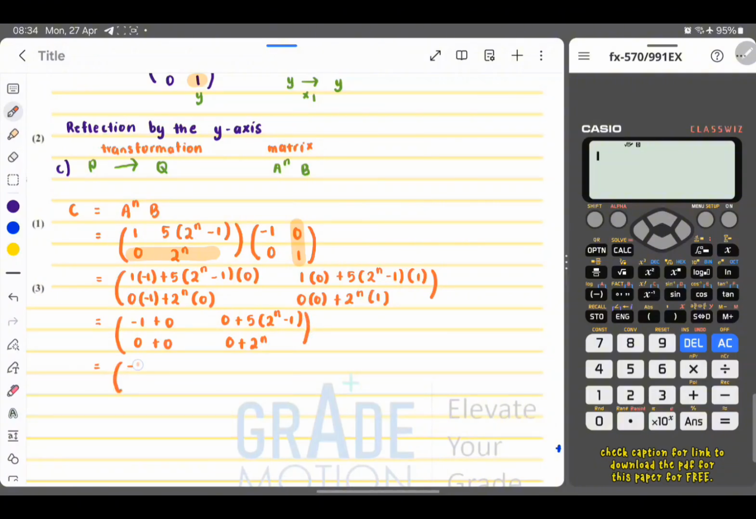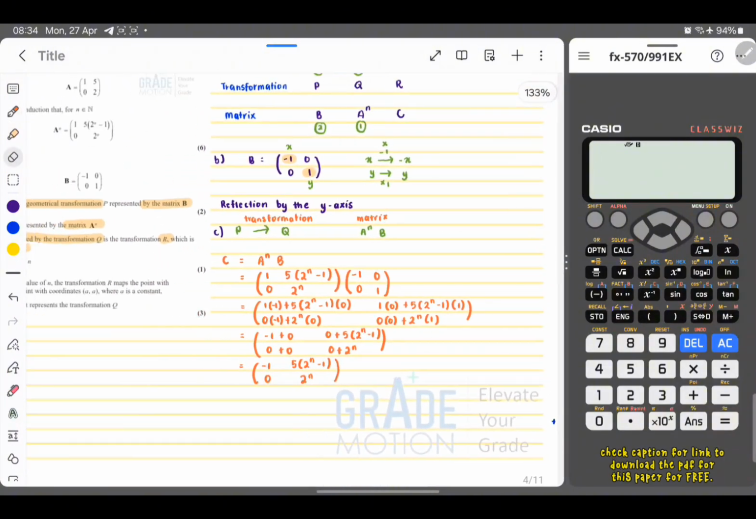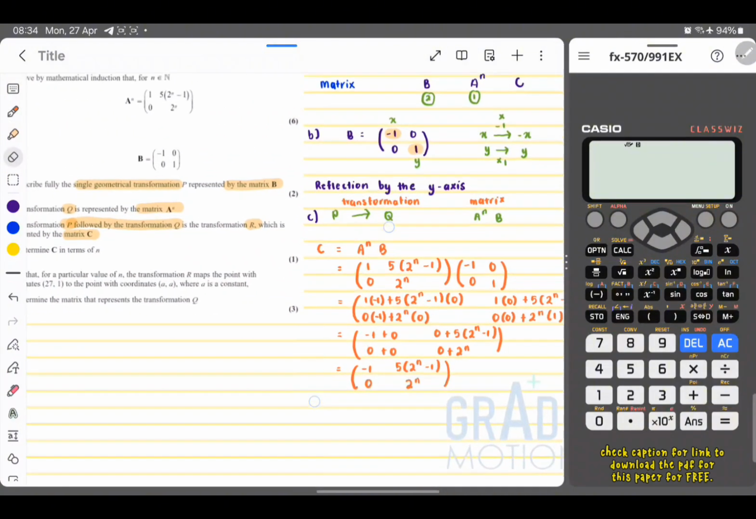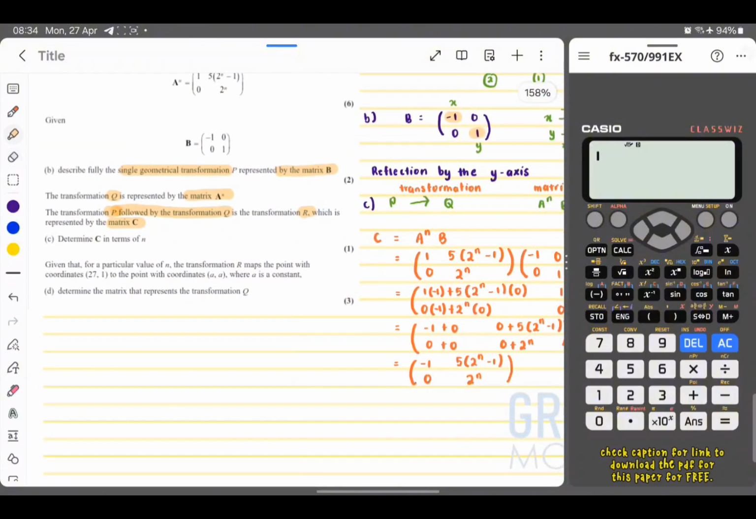This one would be -1, 0, 5, open bracket, 2 to the power of n minus 1, and 2 to the power of n. With that, we are done with question C. Let's take a look at D.